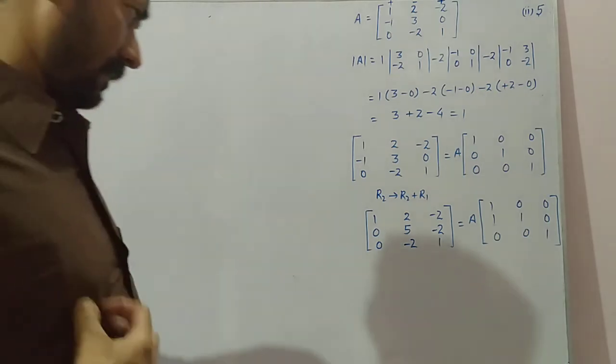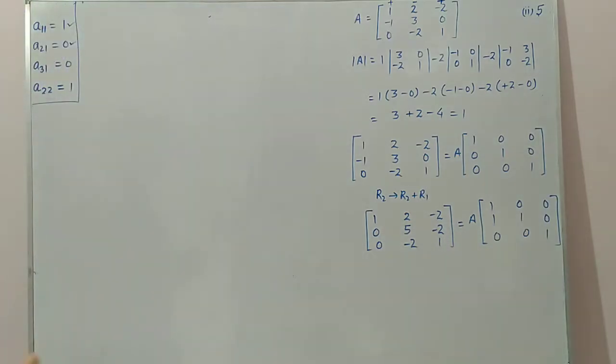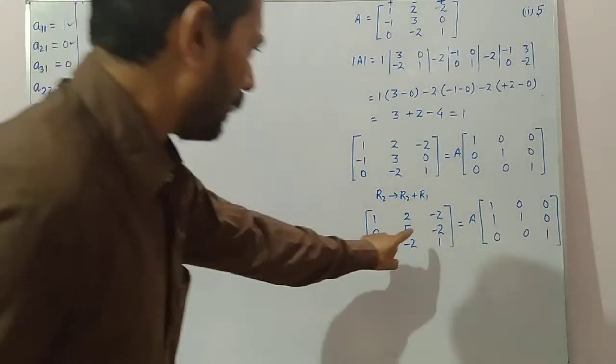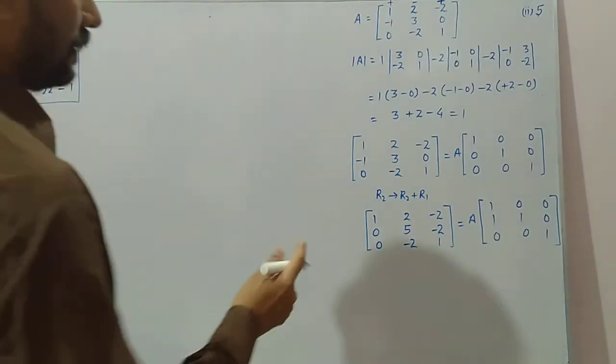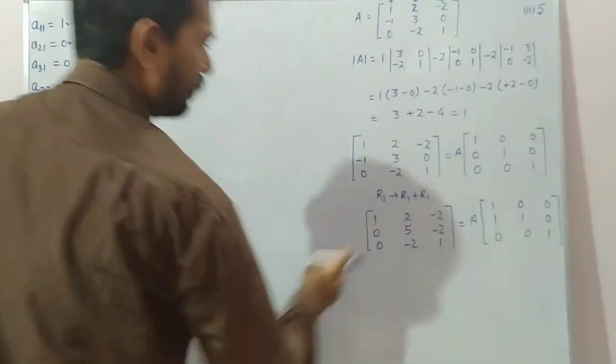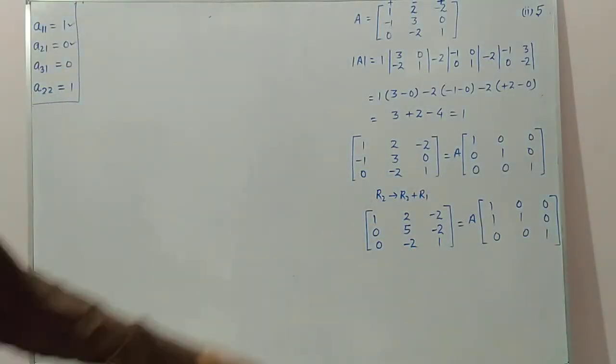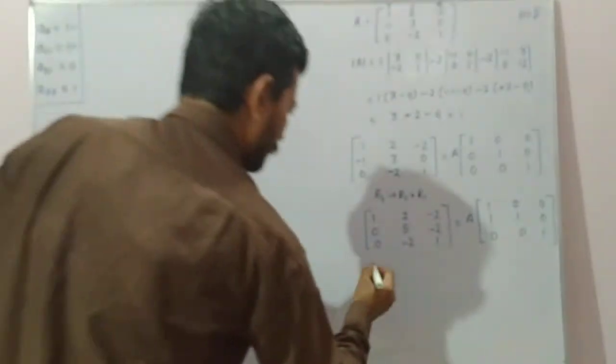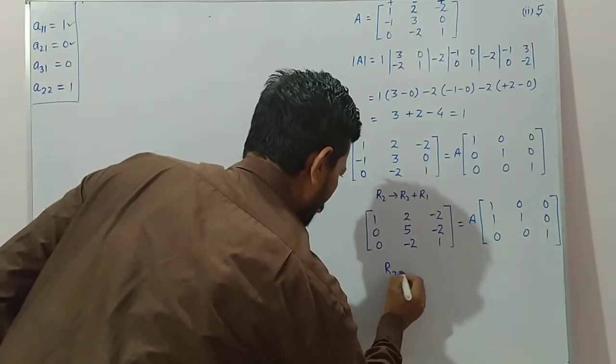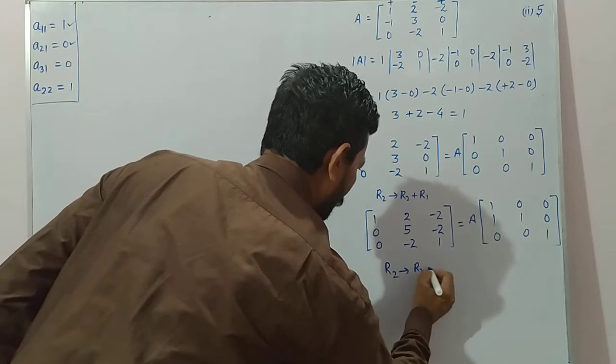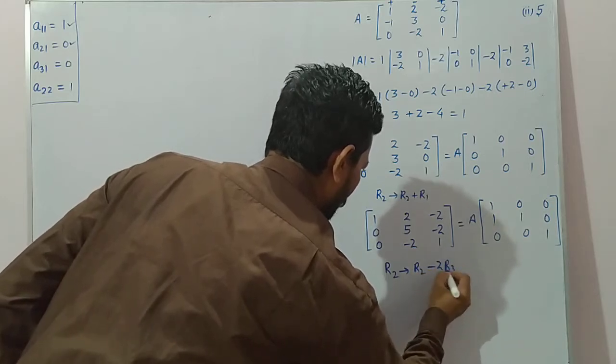Next thing is to bring 1 here, in the second row, second column. Here we have 5, and 2 into 2 is 4, so 5 minus 4 you will get 1. So we can write R2 changes to R2 minus 2 R3, or rather R2 plus 2 R3.